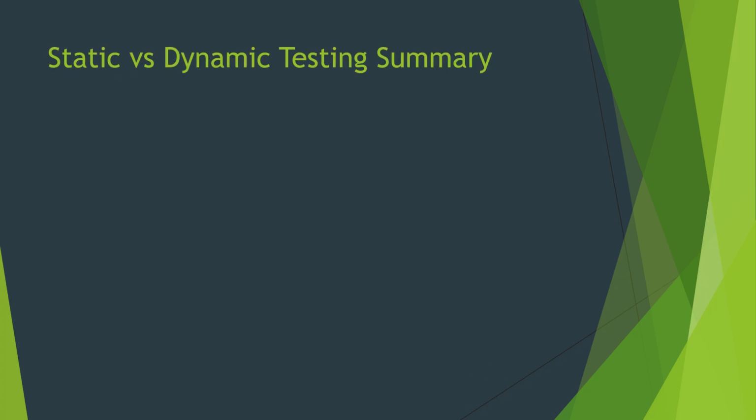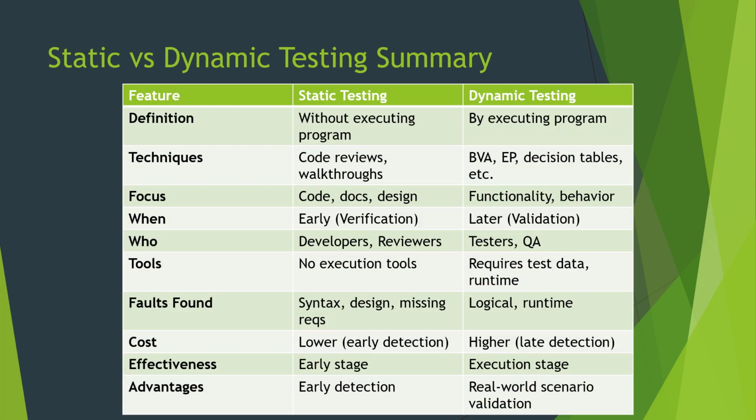Let's go to the last slides. You can see the static versus dynamic testing summary here. Okay, to finish up, static testing is more about prevention. It finds issues before the software is run. Dynamic testing is more hands-on. We run the software and test how it behaves. Using both together is the best way to make sure the software is high quality and ready for real-world use.